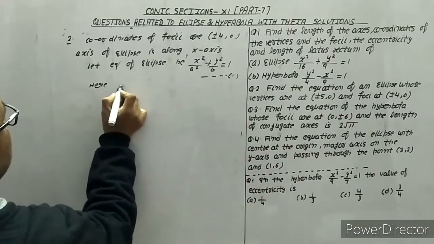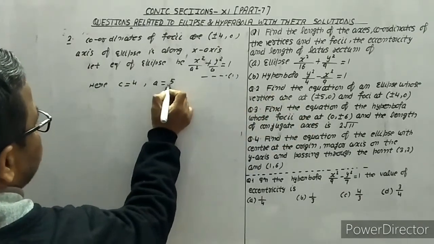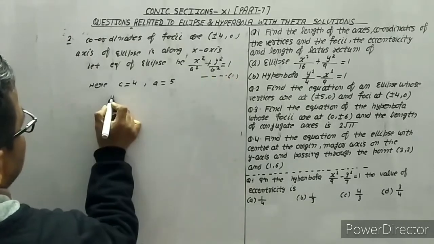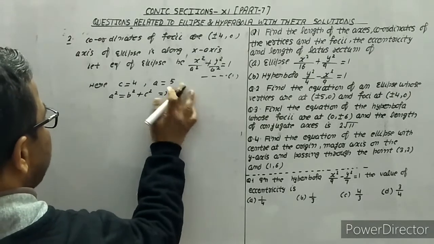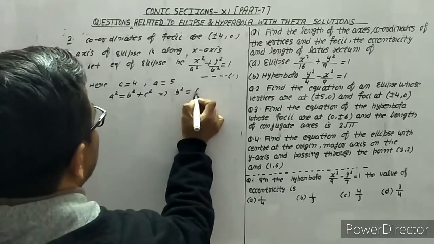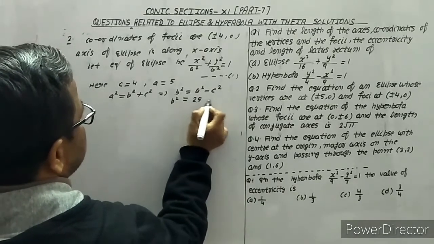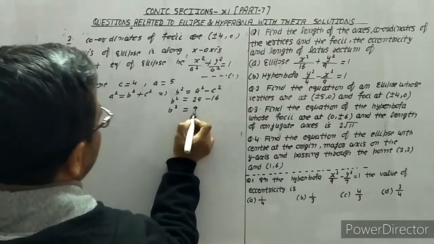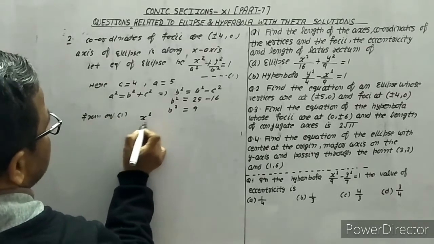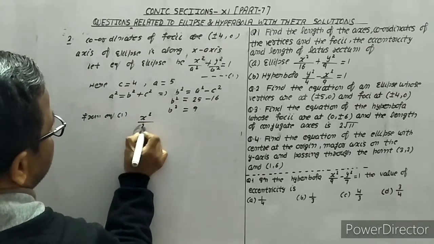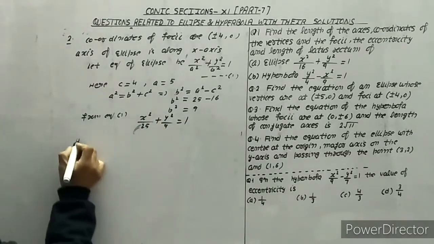Here what we are observing, c is equals to 4, and because the vertices coordinates are given, therefore a is equals to 5. Now we know very well that a square is equals to b square plus c square. Therefore b square is equals to a square minus c square. So this becomes 25 minus 16. It means b square is equals to 9. Therefore from equation 1 we have that the equation of the ellipse is x square upon 25 plus y square upon 9 is equals to 1. And this is the answer for this part.